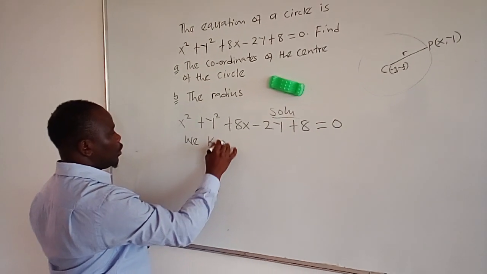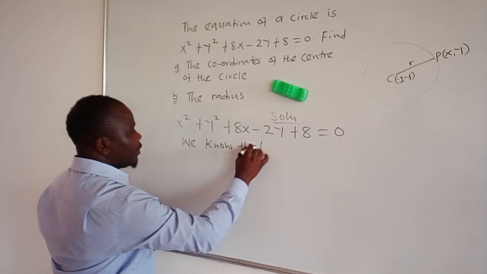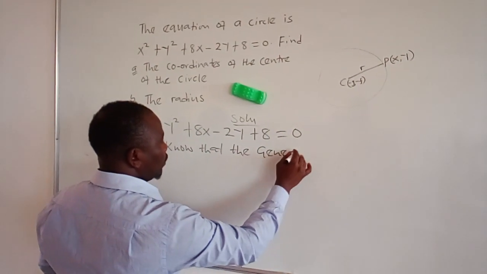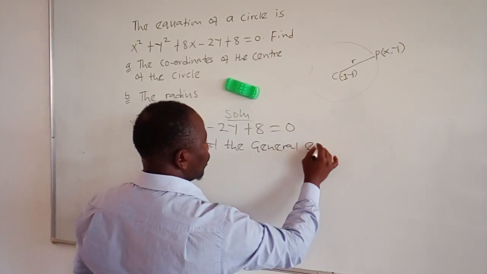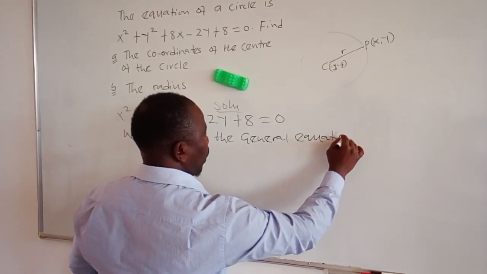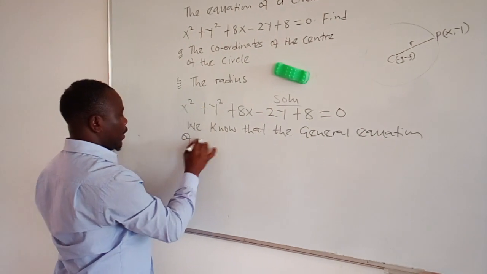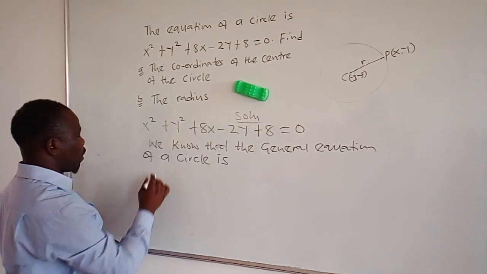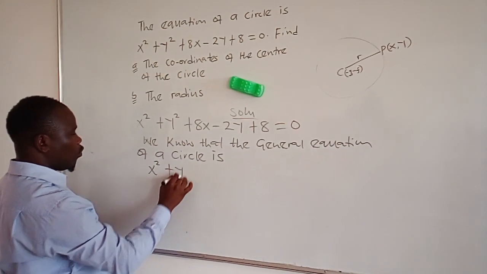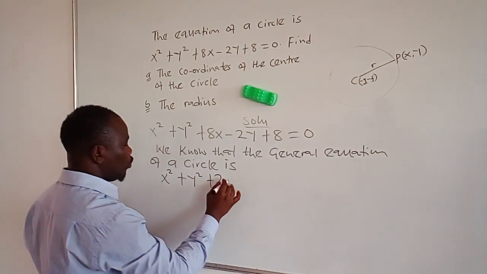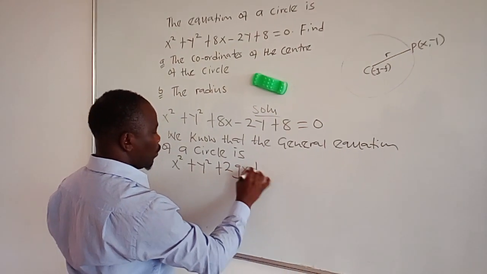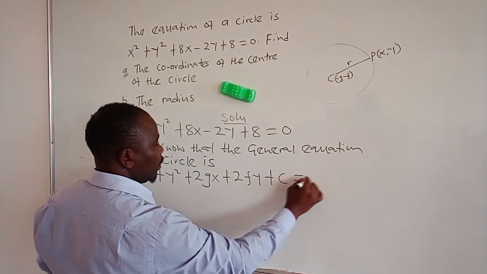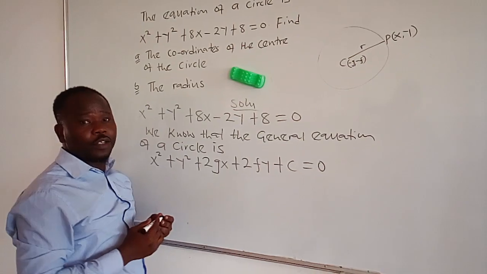We know that the general equation of a circle is x squared plus y squared plus 2gx plus 2fy plus c equals 0. Do you agree with me?